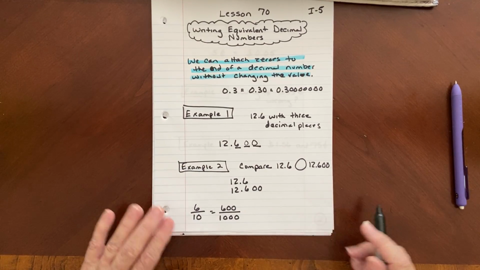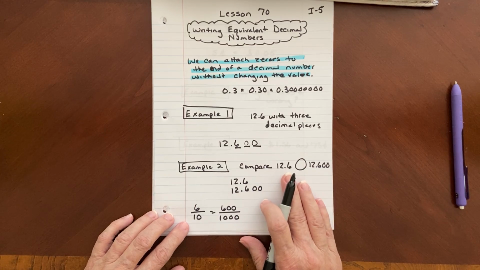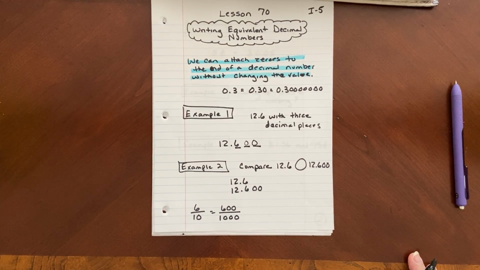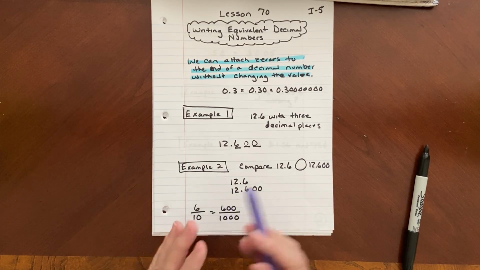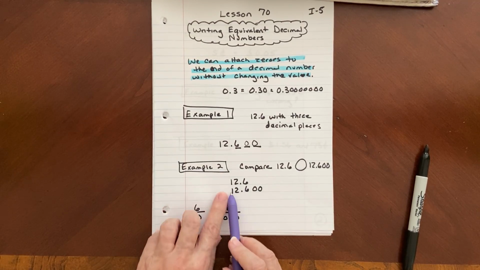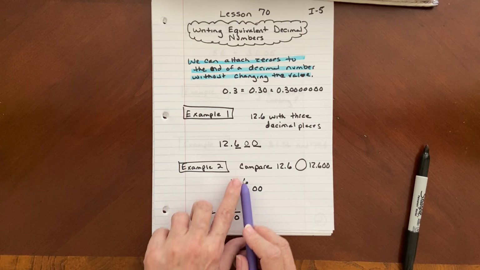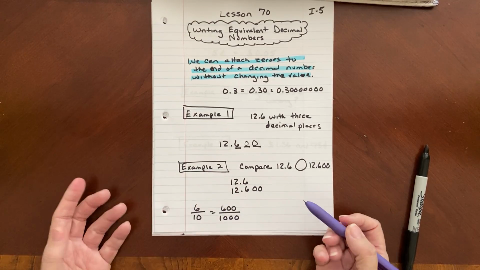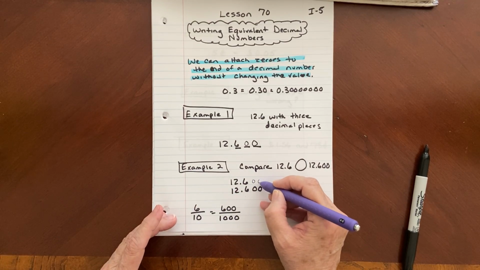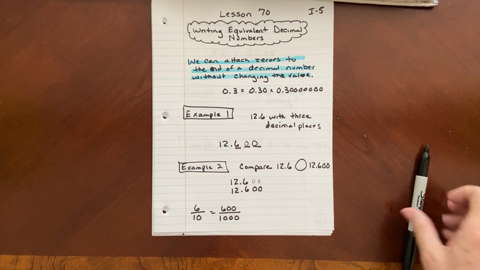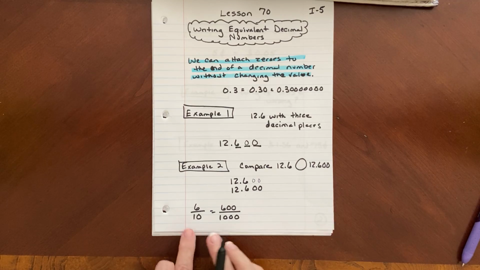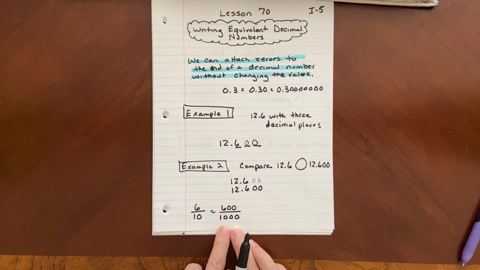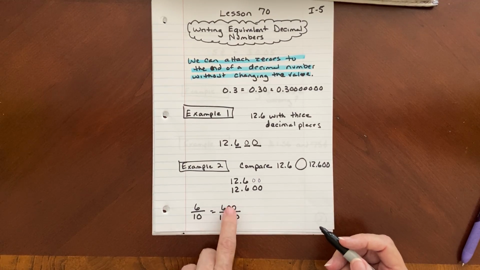Okay, example 2 wants you to compare 12 6/10 and 12 600/1000. So remember I said we're going to go place value by place value from the left to the right. So that's the same. That's the same. That's the same. Well, 0 is the same as 0, right? So I know that once I get here, it's exactly the same. I know that 6/10 is the same thing as 600/1000.